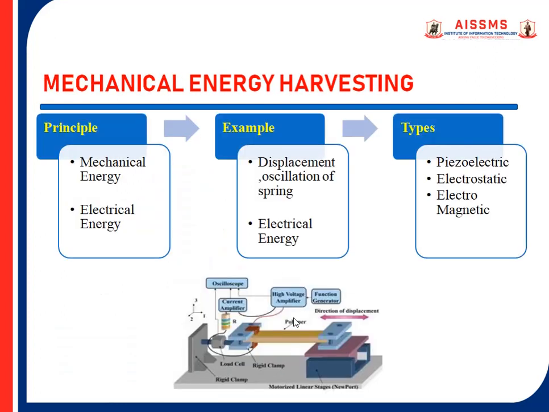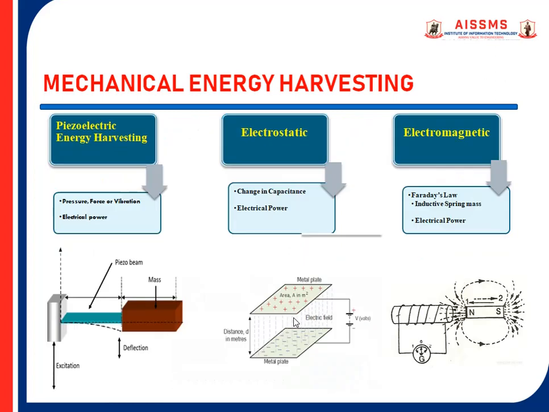Mechanical energy harvesting. The principle is that mechanical energy is converted into electrical energy. For example, displacement motion is converted into electrical energy. Types are piezoelectric, electrostatic and electromagnetic.